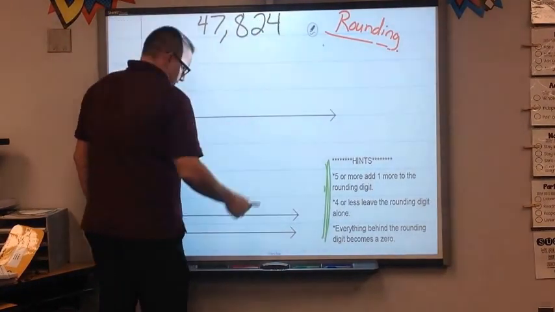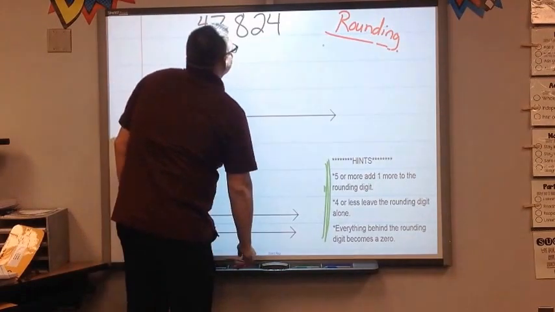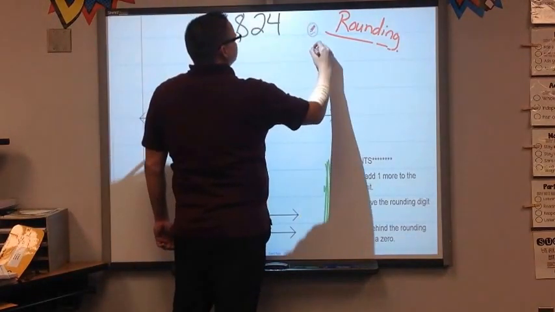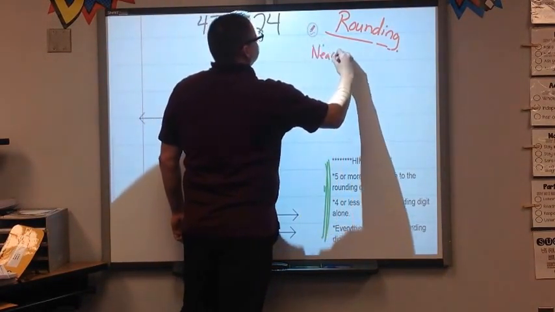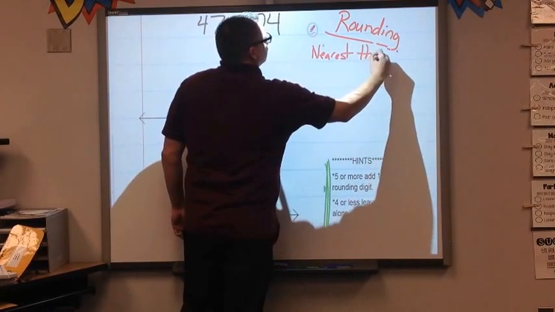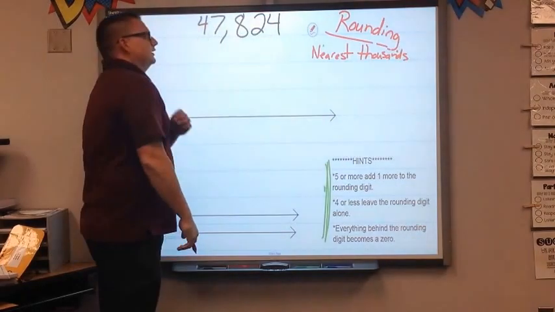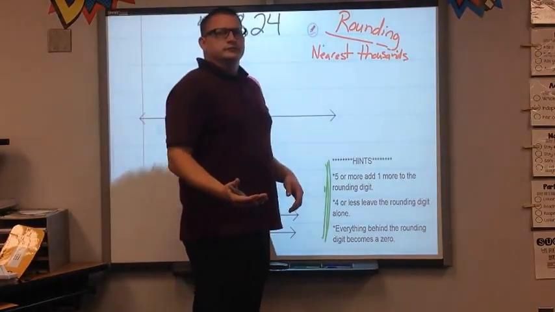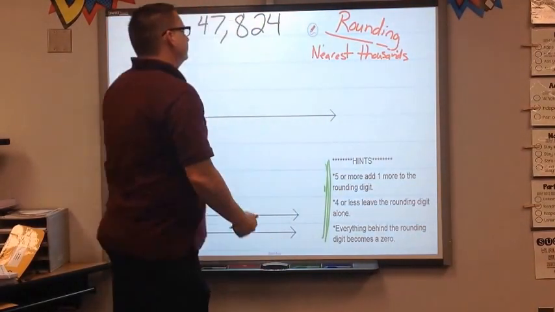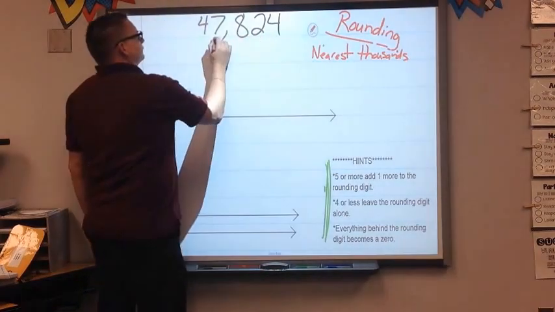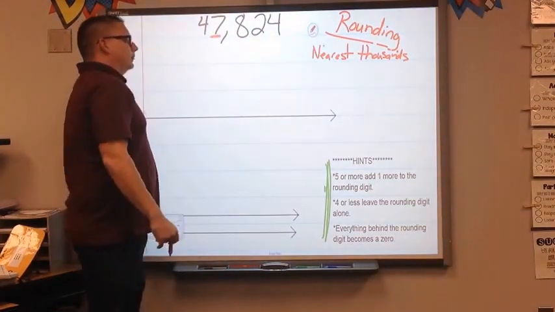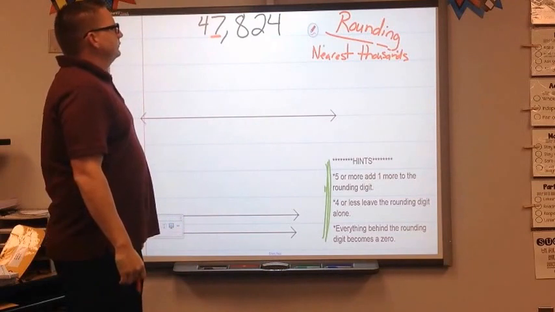47,824. Okay. Now, let's step it up. Let's round this one to the nearest thousands. Okay. So I need to go underline what place value? I need to go underline the thousands place, right? Ones, tens, hundreds, thousands. Okay. So I'm looking at my thousands place, right?